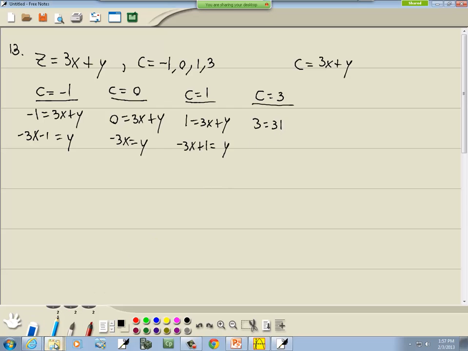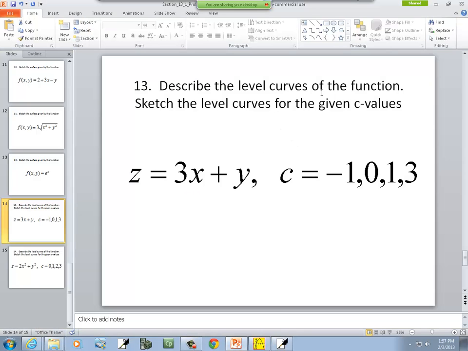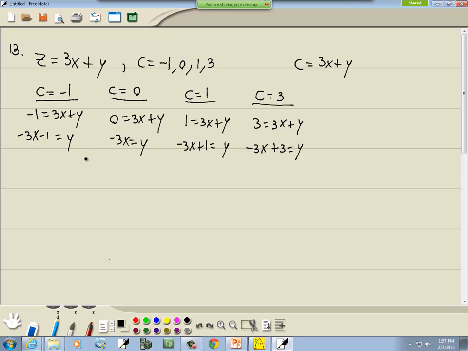What am I doing? I'm trying to get the eraser. I was thinking about something else. I was thinking about how I was going to graph these. I don't graph them real well by hand, but I could try. Because what they're indicating to us is to describe the level curves and sketch them. It's probably easier to sketch them first, and you can probably see what's going on. But these are all lines, and they're parallel lines, which would be obvious if I graphed it well.